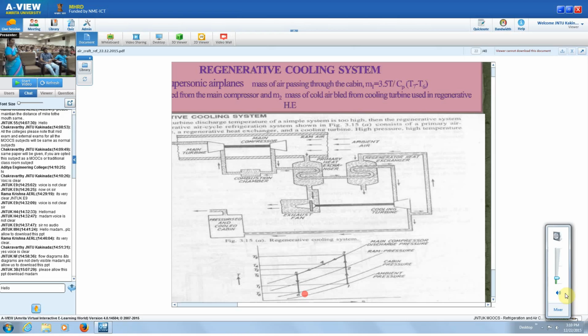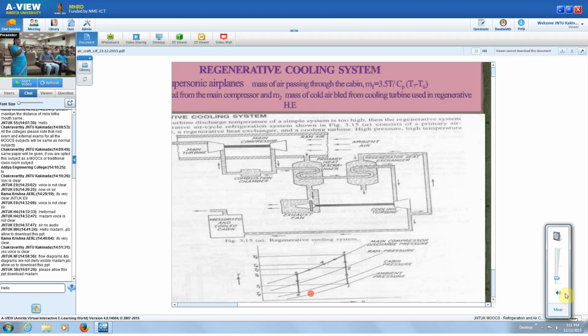Here the air at 6 is used for cooling the regenerator, and the same air then goes into the cabin to be cooled. So with this you can find out the mass of the air passing through the cabin, and the mass of the exhaust used from the turbine also you can find out.